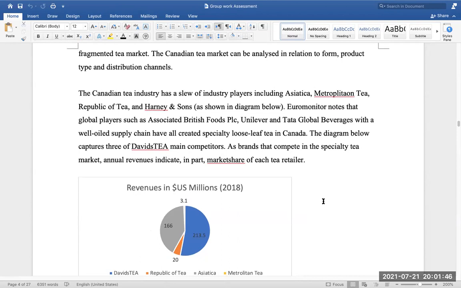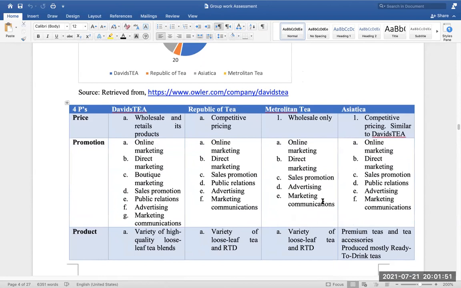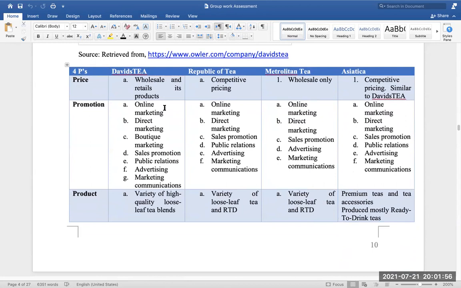Right. So here's a perfect example of how you can do your competitive analysis. You can literally do it this way in a tabular form. So what are you comparing in the competitive analysis? Price. Are they more expensive or less expensive than you? Promotion. Where are they and where are you?